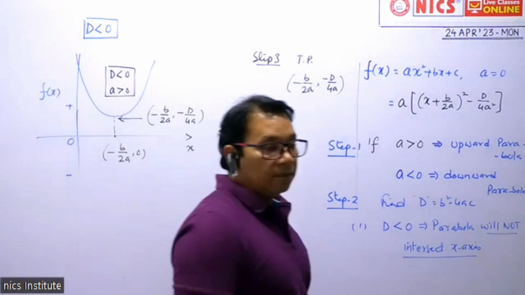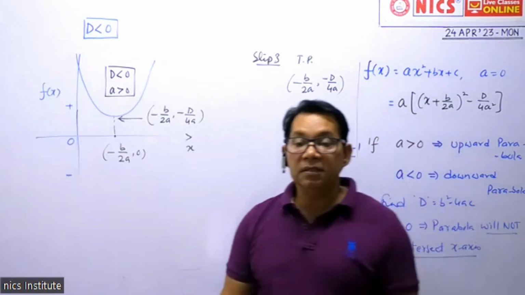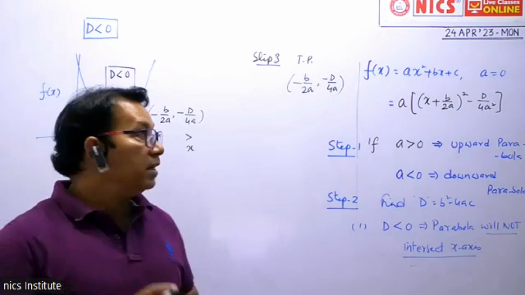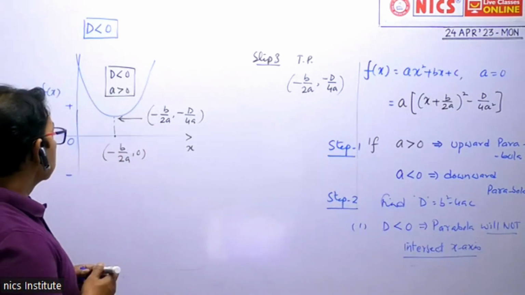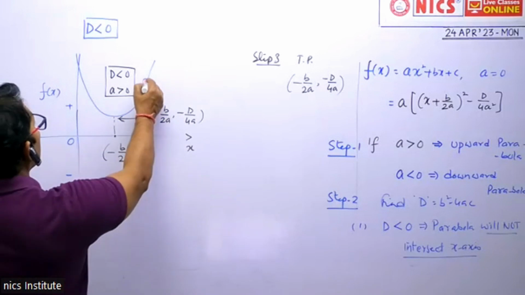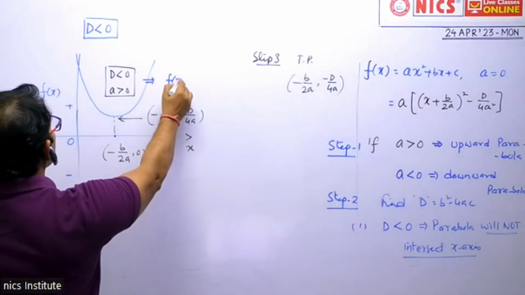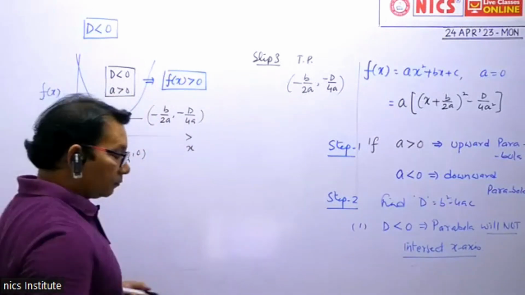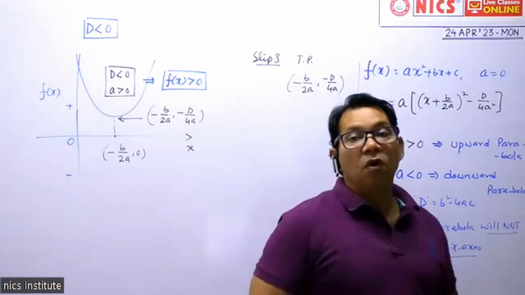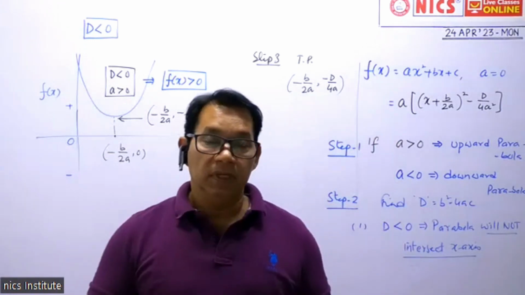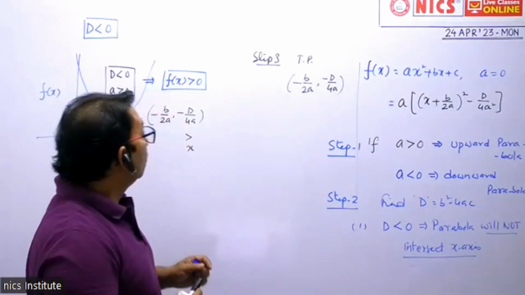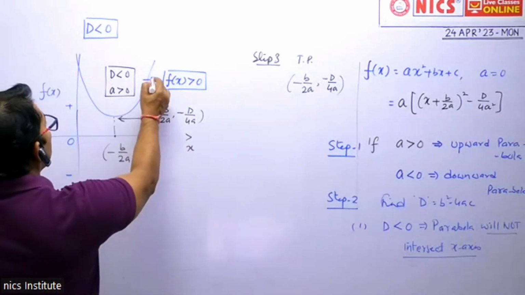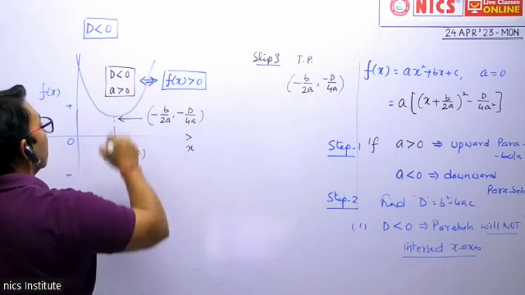So this is the graph of a parabola where a is positive and D is less than 0. The turning point would be this. Also, it would imply that this f of x is always positive, or more than 0, and vice versa. Suppose you have a situation where a quadratic expression is always positive. This would happen only and only if D is less than 0 and a is more than 0. So this would imply this, and this would imply this.